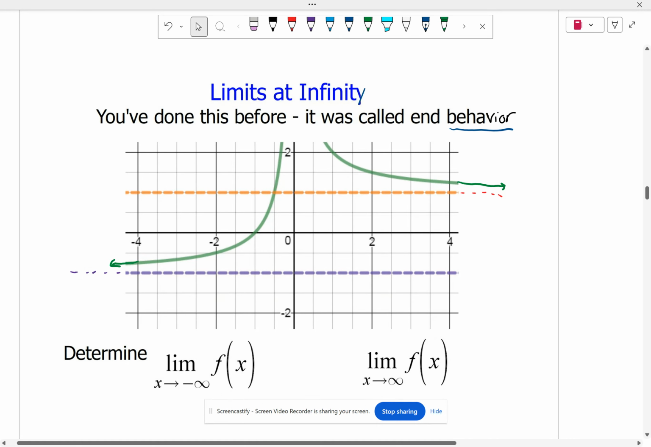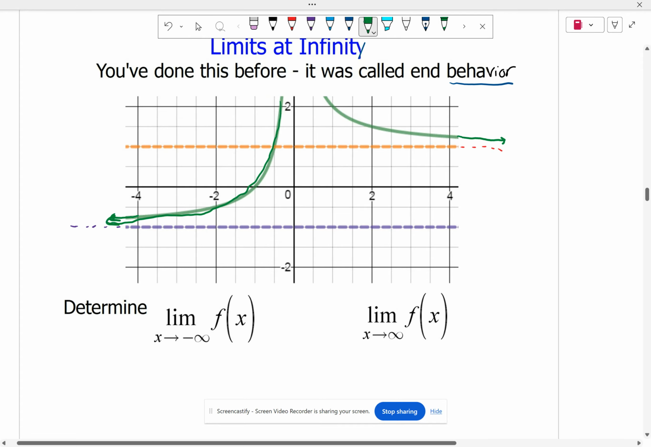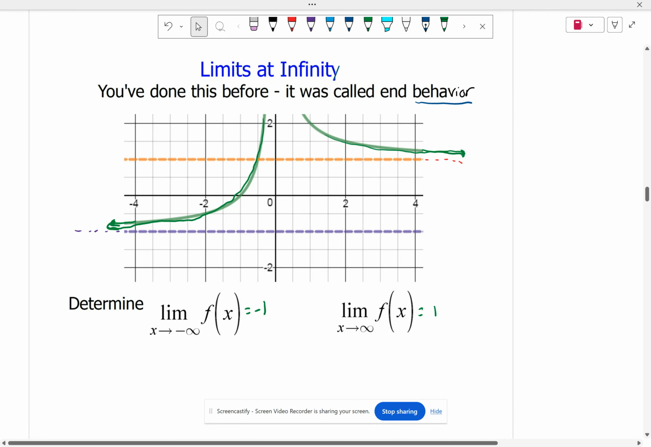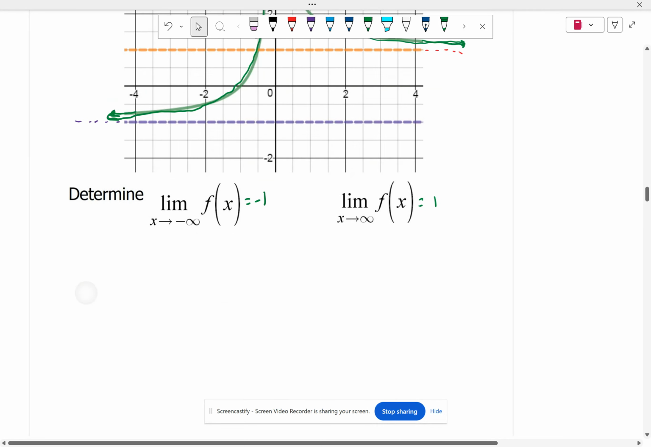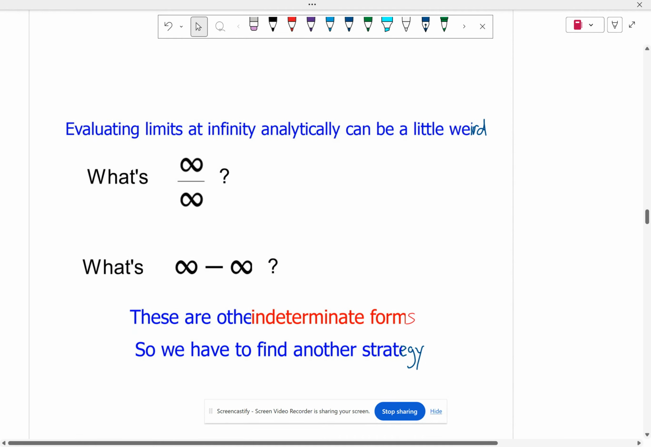And so if we look at this green function here, as this function goes to negative infinity, the limit is approaching this horizontal line, and it looks like it's y equals negative 1. If you look at the function as x approaches positive infinity, it's getting very, very close to this orange horizontal line, which is positive 1. And so quickly we can see what the function is doing if there's a horizontal asymptote. So that's it for limits as x approaches infinity. We'll look at some functions and see how to tell the difference in a second.